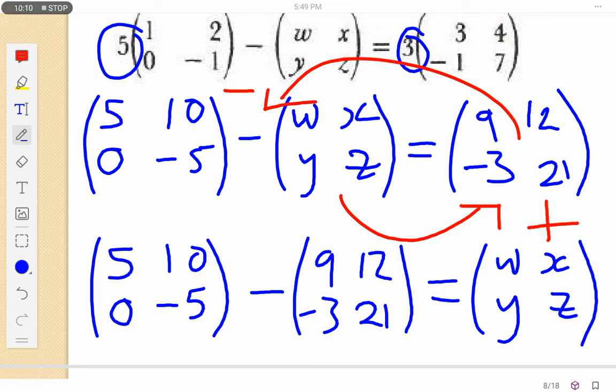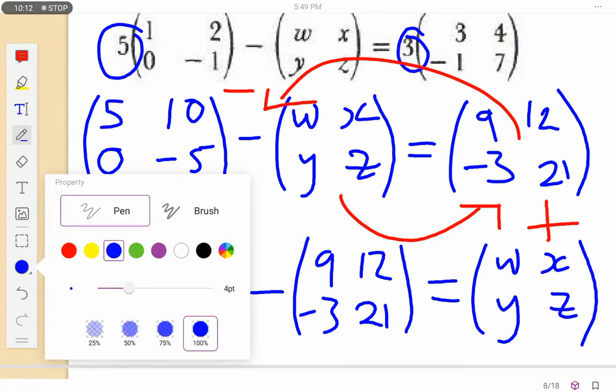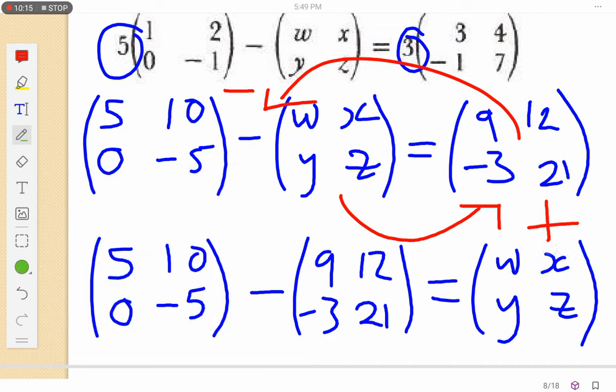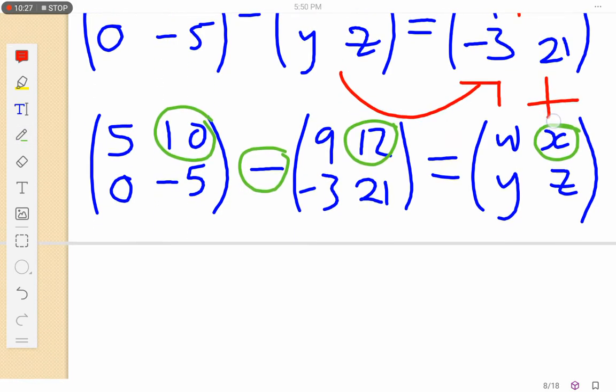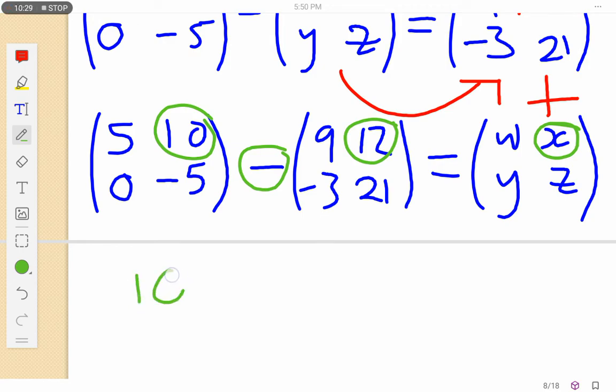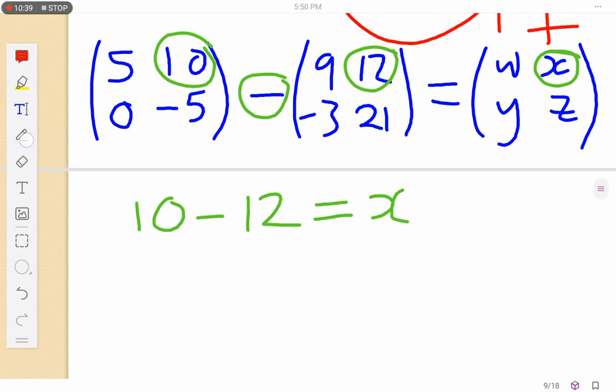Okay, like that. At this point, we want to find our value of X. X is at this corner. So you will get your X value by taking the numbers that are on the same corner as X and also taking your sign like that. So for X, I will have 10 minus 12 is equal to X. Okay. Then let's solve it first. This becomes minus 2 is equal to X. So our X value is equal to minus 2.